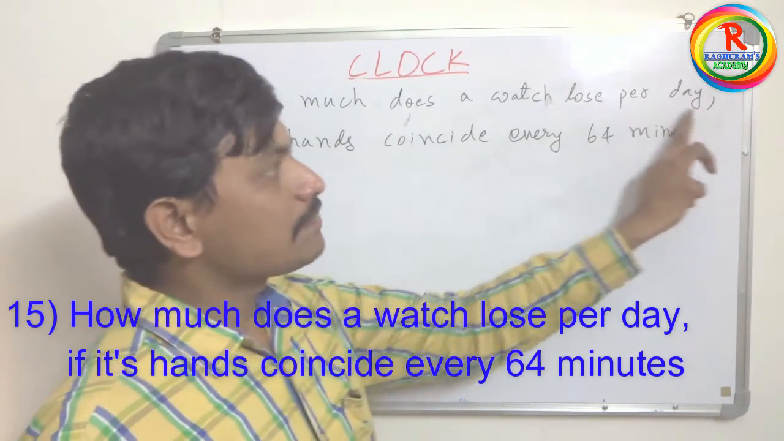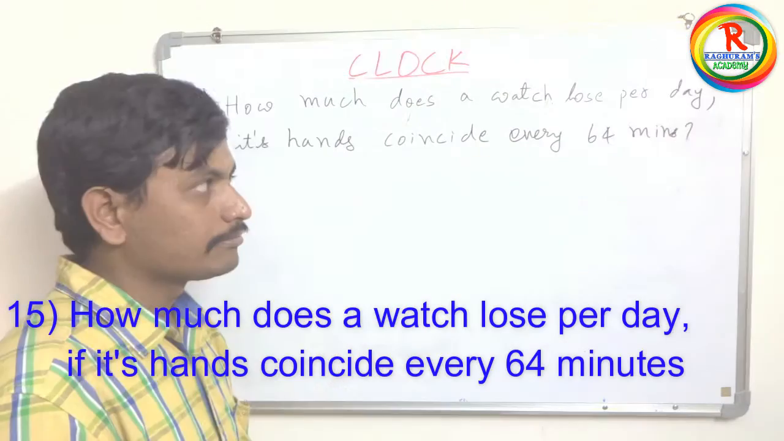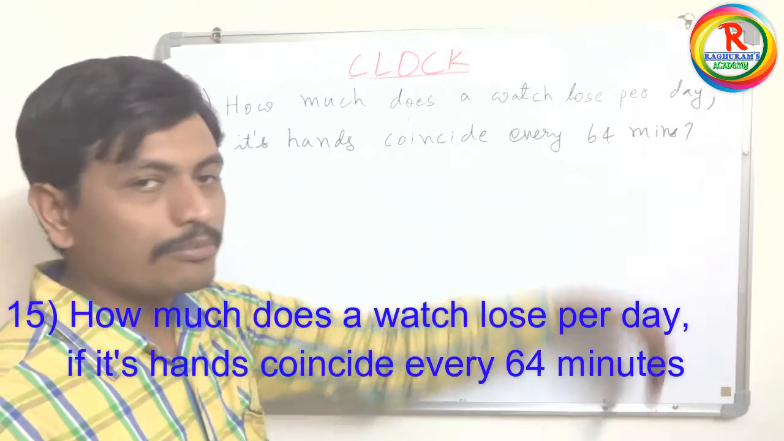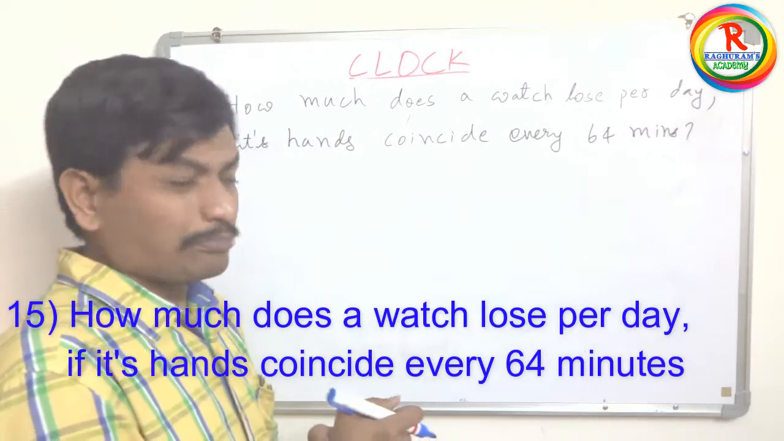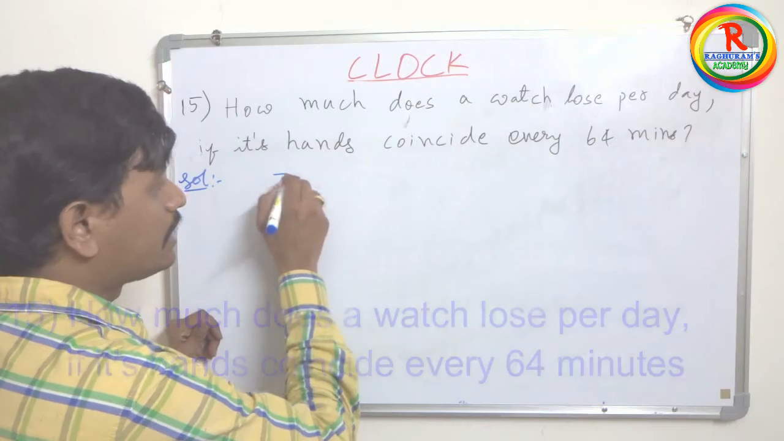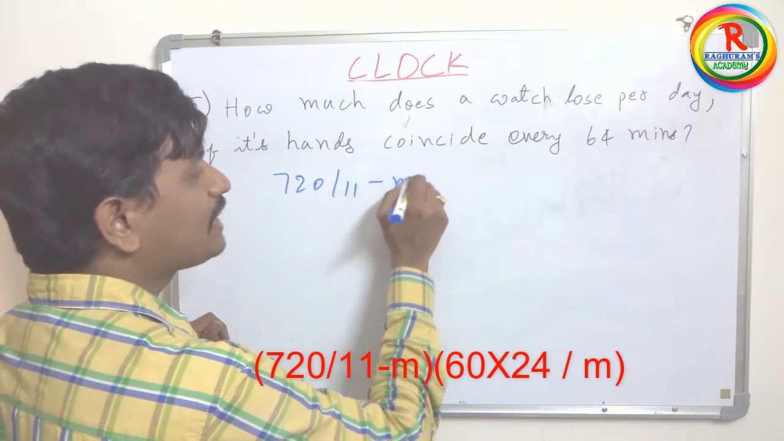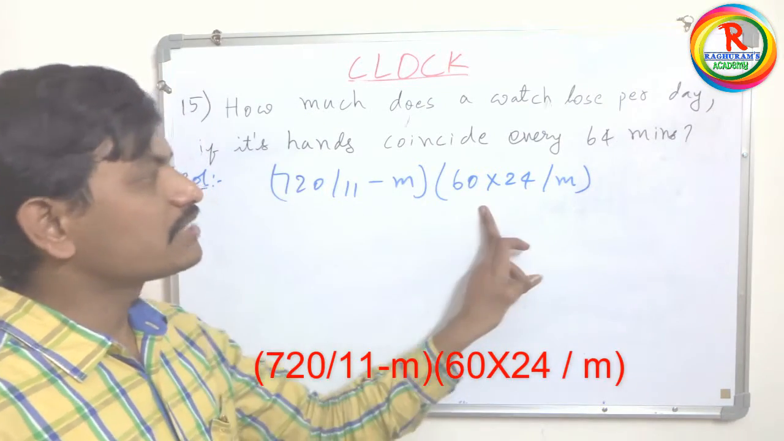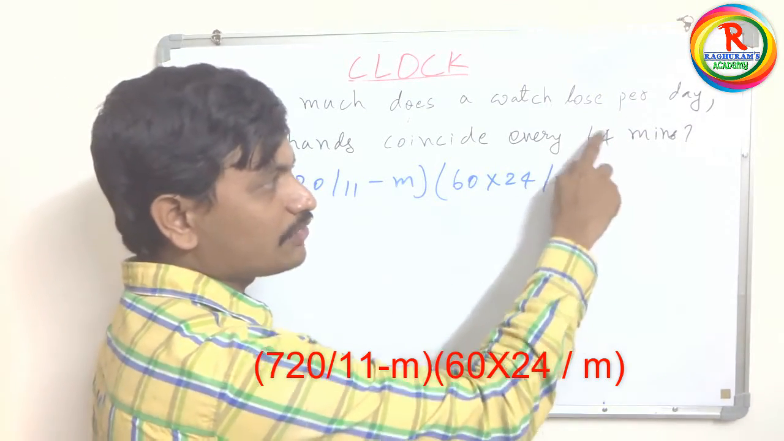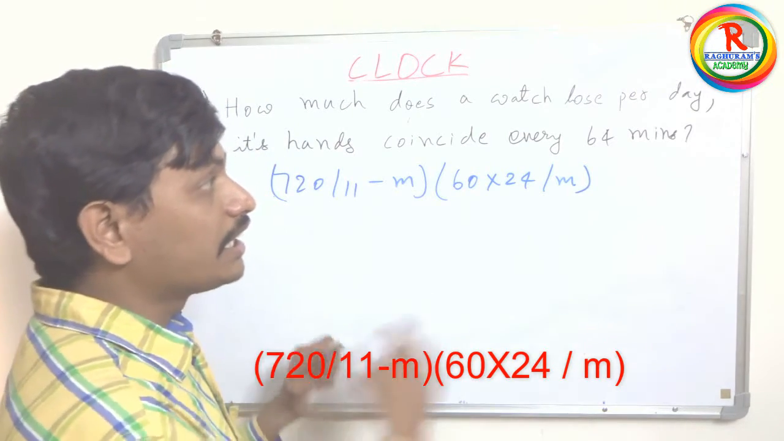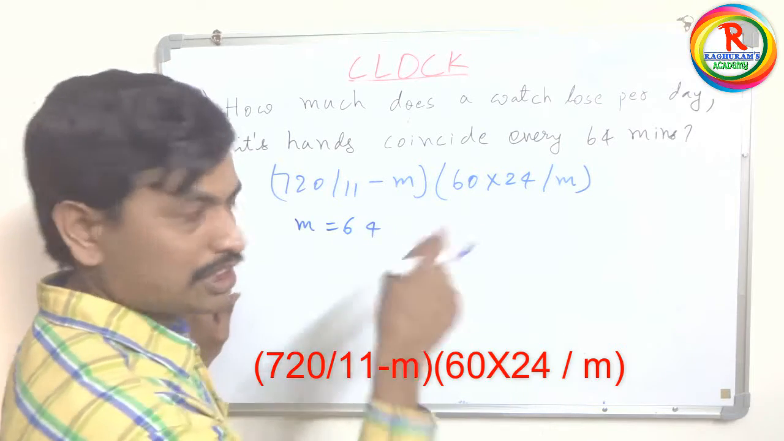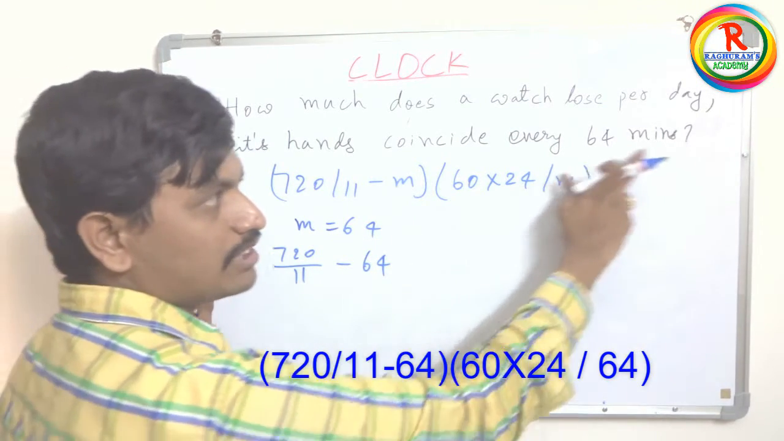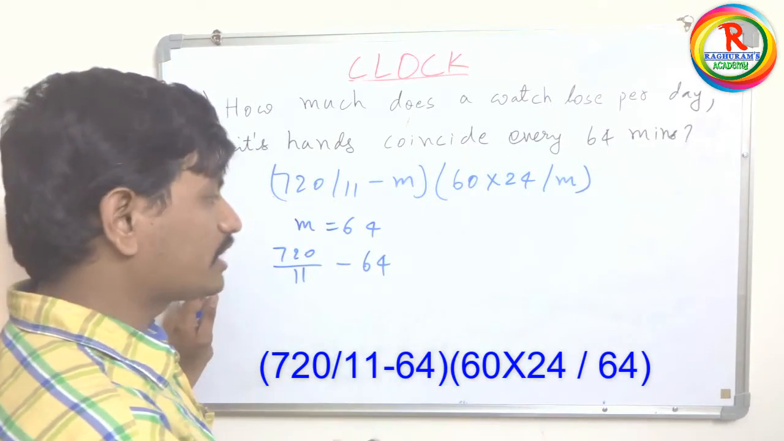15th one. How much does a watch lose per day if its hands coincide every 64 minutes? Generally, in every 60 minutes it will coincide one time. But it coincides every 64 minutes, so the clock is working at the wrong time. You may get questions like this. Here in this case we use the formula (720/11 - m) into 60 into 24/m. Using this formula, in such types of questions, in every 64 minutes, we may also get 65 minutes or 61 minutes like this. Here we take m equal to 64. Only one substitution here. That is 720/11 minus, in the place of m substitute 64. Actually, for every 60 minutes it will coincide, but here 64 minutes, the clock is working wrong.